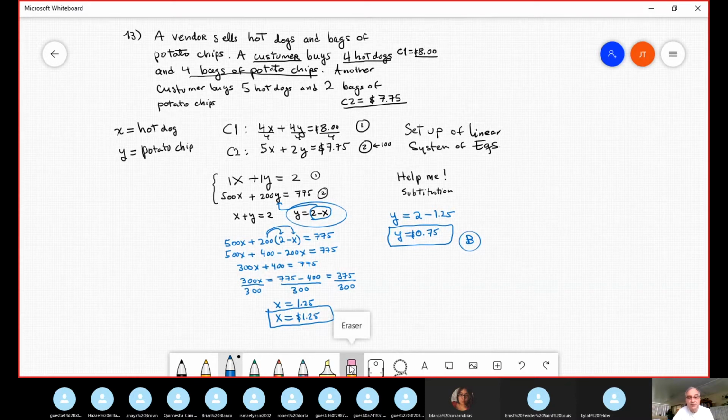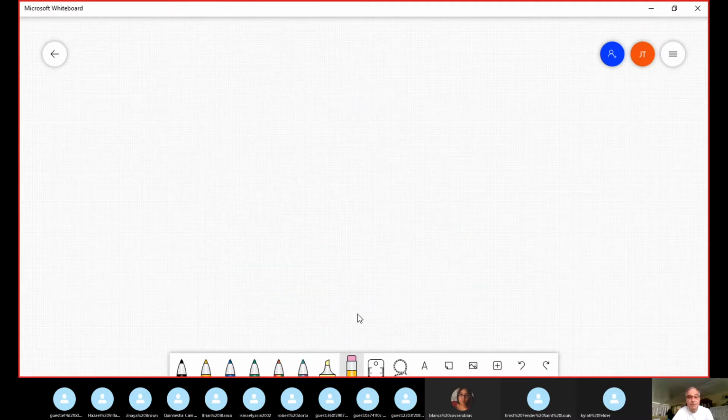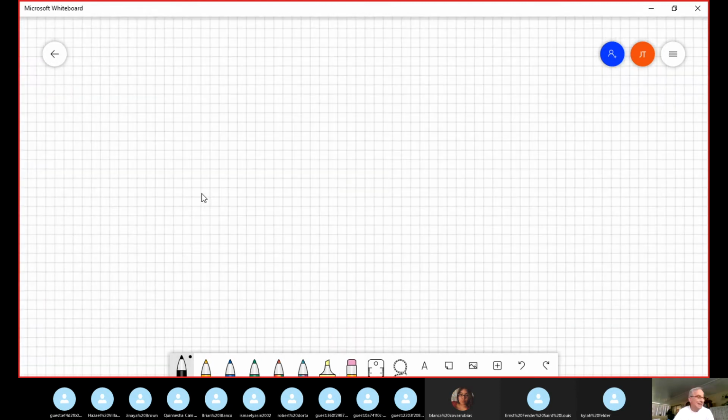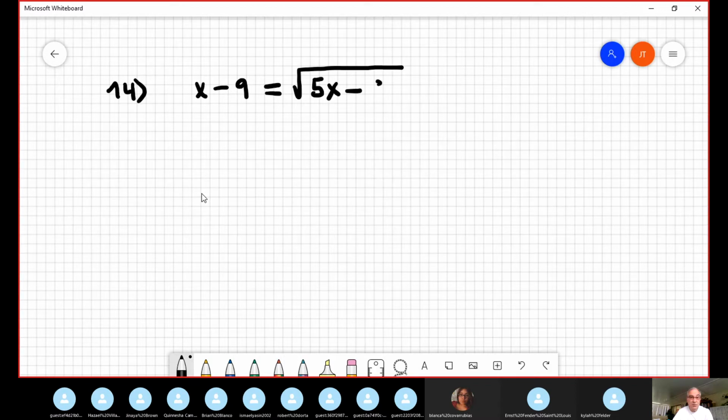Okay, I want to erase the board. Move on to number 14. Number 14 is a radical equation. It's x minus 9 equal square root of 5x minus 9.